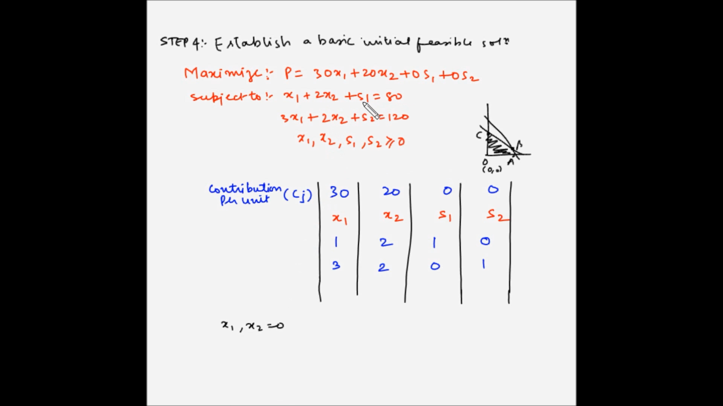So now with this, let's find the values of s1 and s2. So from the first constraint, if x1 and x2 are 0, then s1 is 80 and s2 is 120. So basically what we are saying is that at this point, the first solution is that we don't produce any of product 1 or product 2. That means the entire capacity of M1 and M2 is unutilized, which is represented by the slack variables S1 and S2. Now the slack variables S1 and S2 with non-zero values are known as the basic variables, while the variables with 0 values, that is x1 and x2, are known as the non-basic variables.